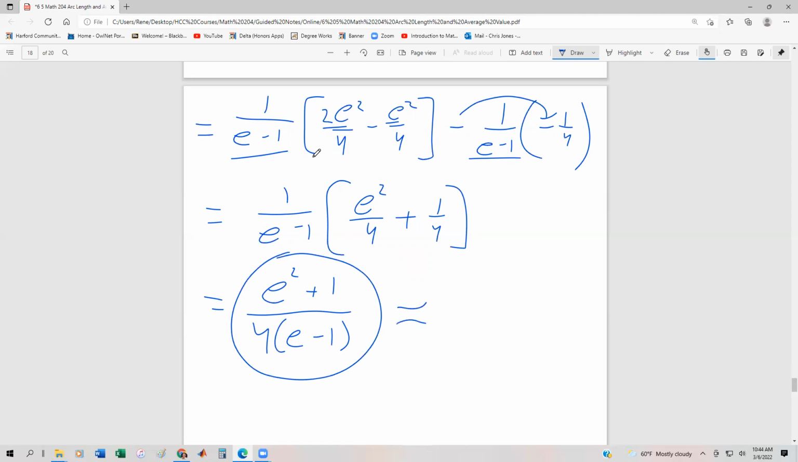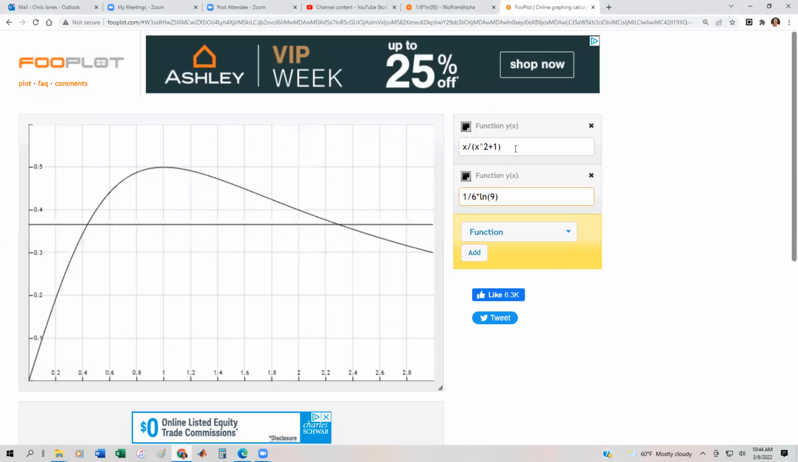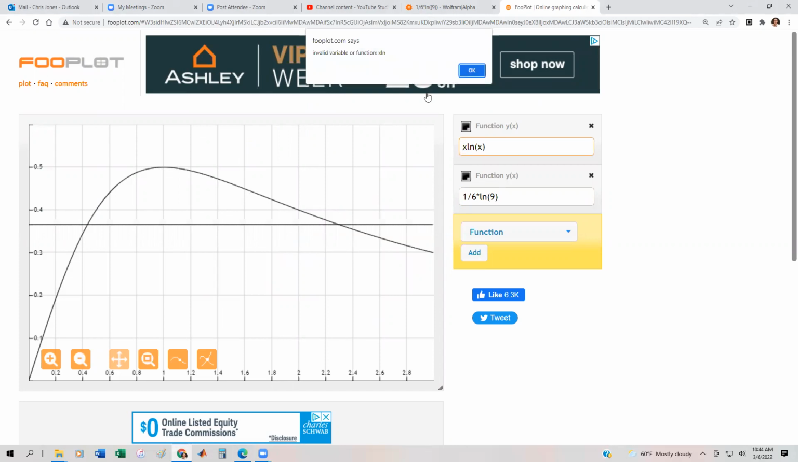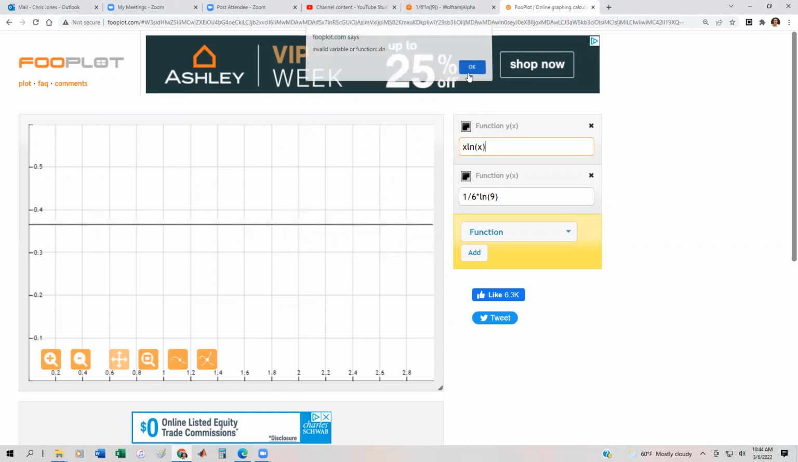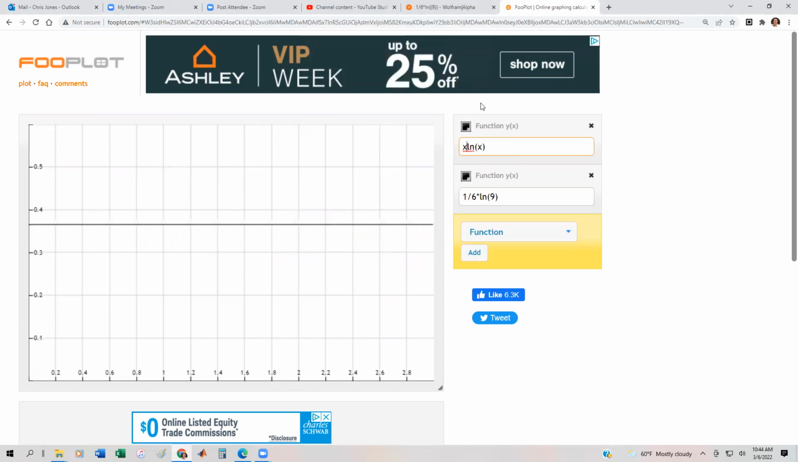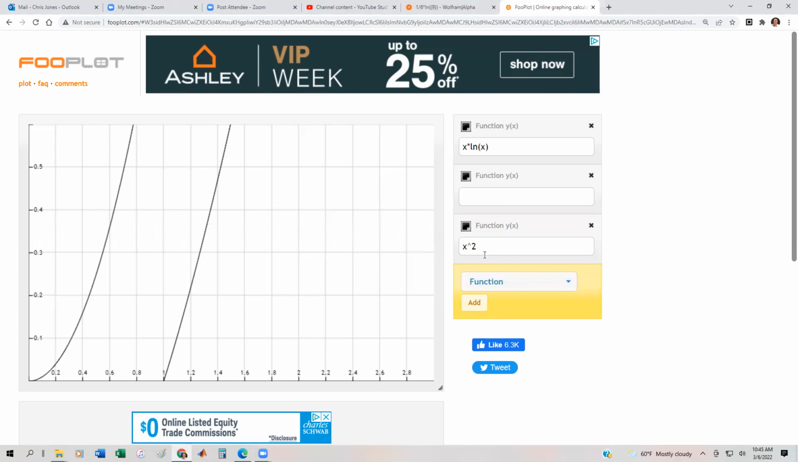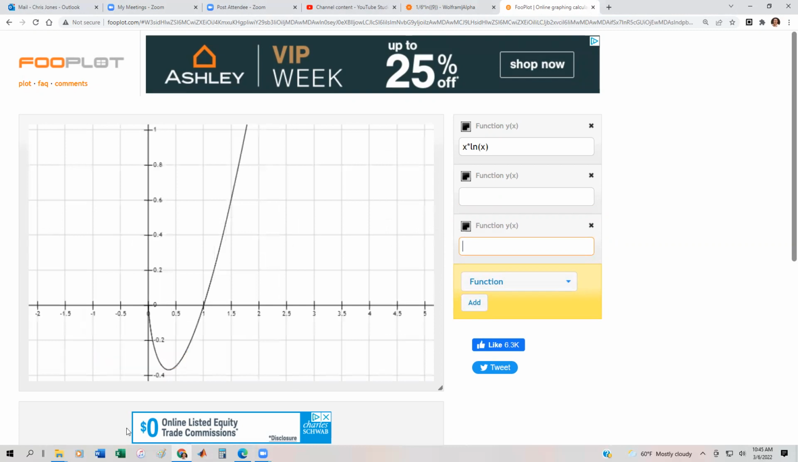Now let's go ahead and make sure that this matches up to the graph of what the average value looks like. So I'm going to go back to Wolfram Alpha. Remember, our function was x times ln of x. And I also have to get rid of this average value. And remember our domain, I'll get rid of this as well. Our domain was from, I think, 1 to e.